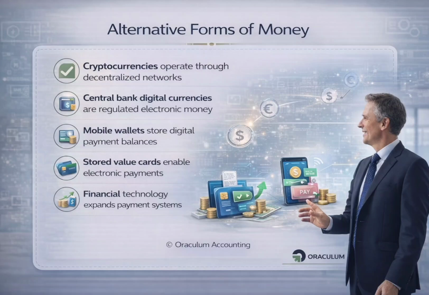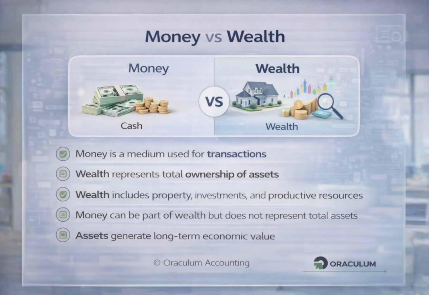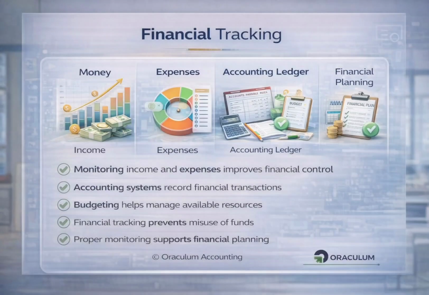Another important distinction is between money and wealth. Money is a medium of exchange used for transactions, while wealth represents the total value of assets owned by individuals, businesses, or nations. Wealth includes property, investments, productive assets, and other resources that generate long-term economic value. Now, let us understand the life cycle of money.